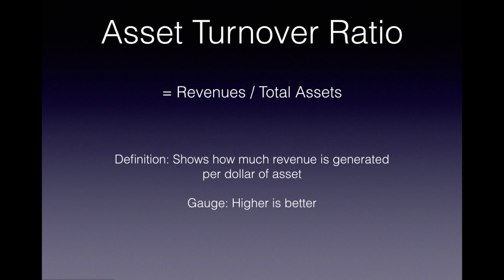The asset turnover ratio shows how much revenue is generated per dollar of assets. Essentially, it tells you how well a company is using their assets to make a profit. High asset turnover ratios, please.